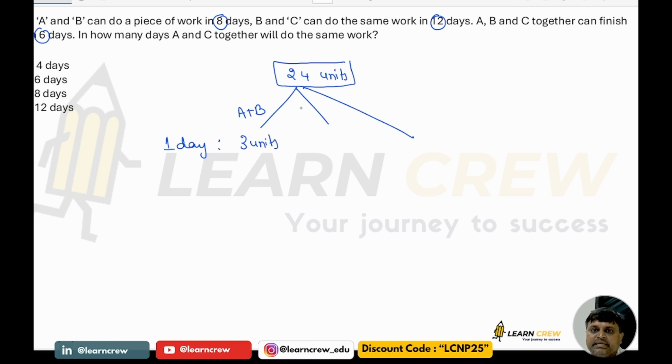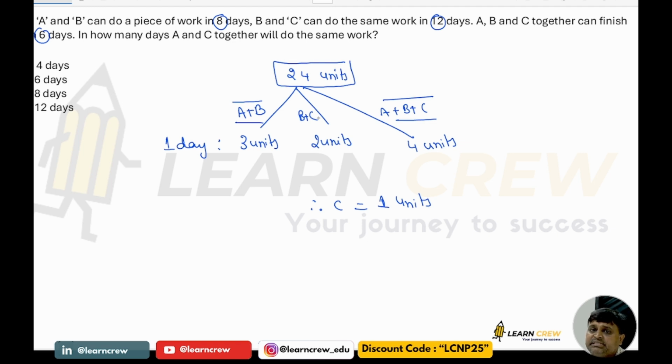B plus C are completing 24 units in 12 days. So in 1 day, 2 units. And A plus B plus C are completing 24 units in 6 days. Thereby in 1 day, A, B and C are doing 4 units. A and B are doing 3. A, B, C are doing 4. Therefore, C is doing how much? C is doing 1 unit.